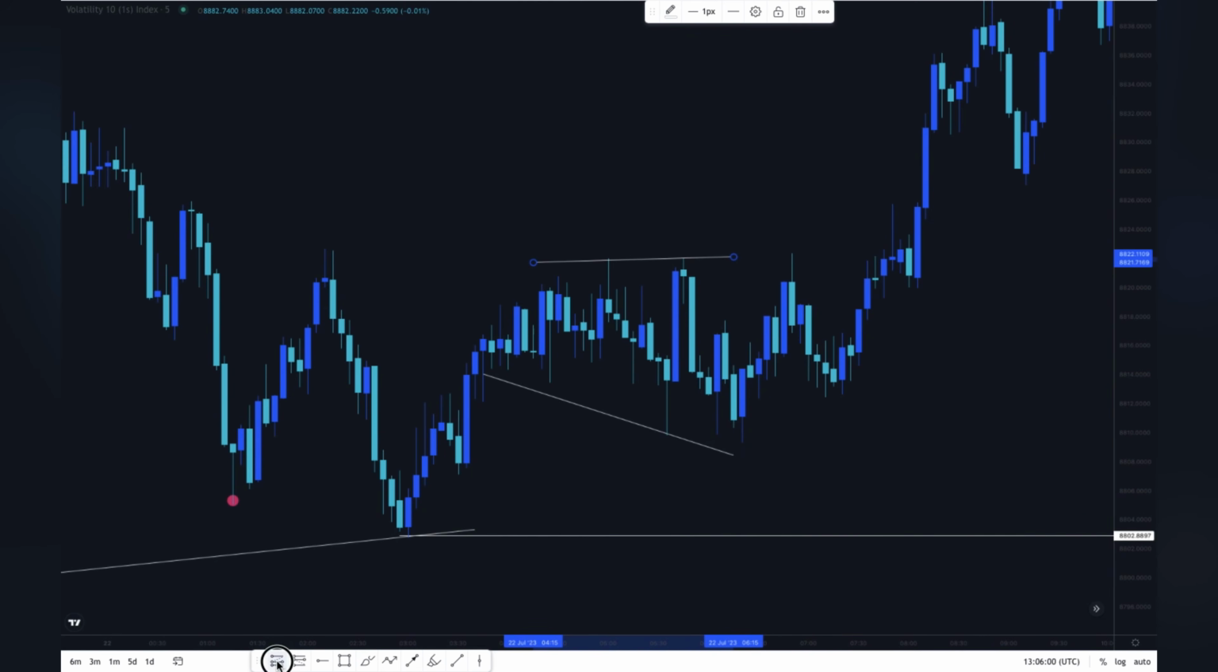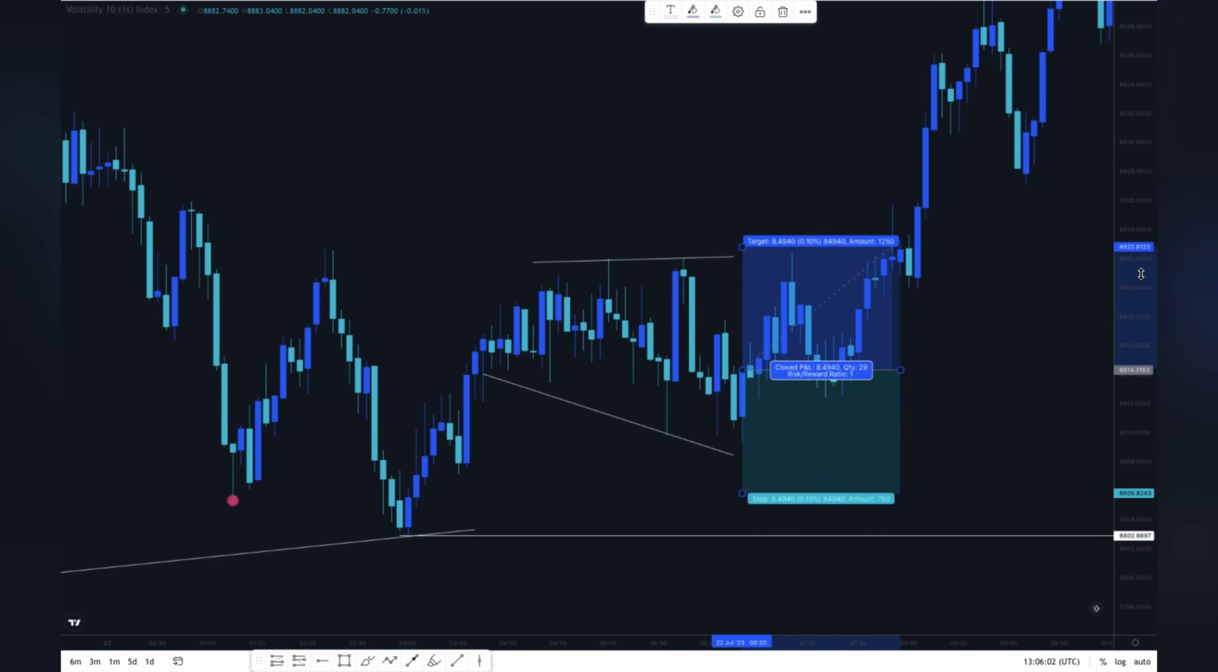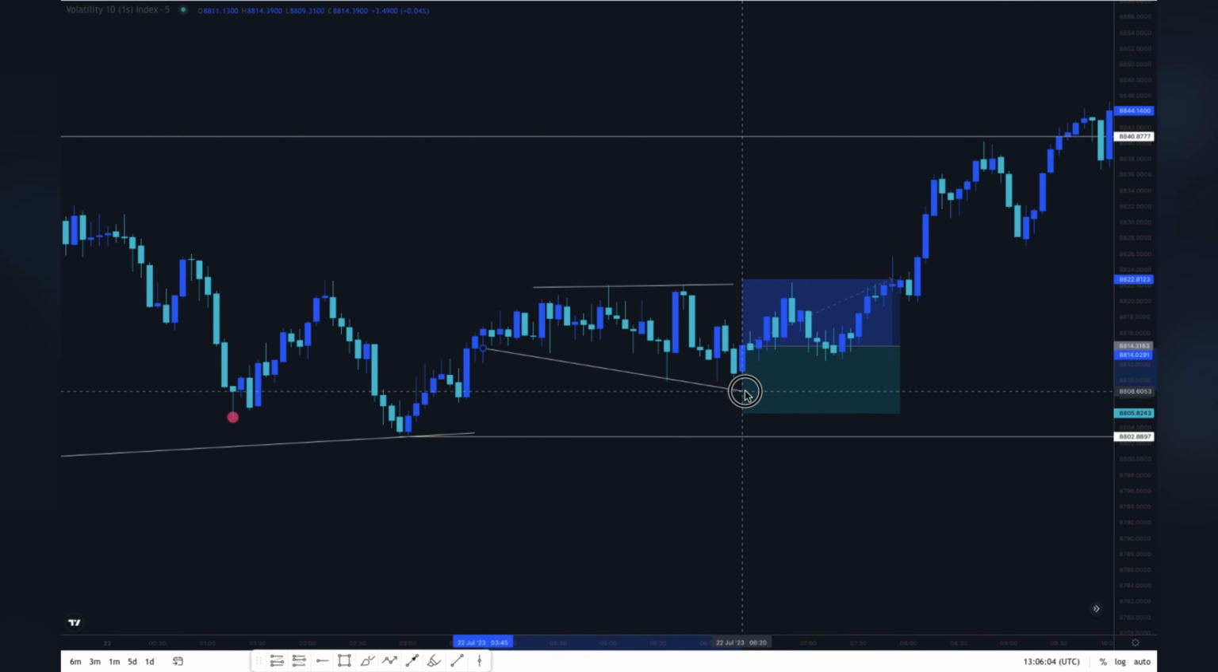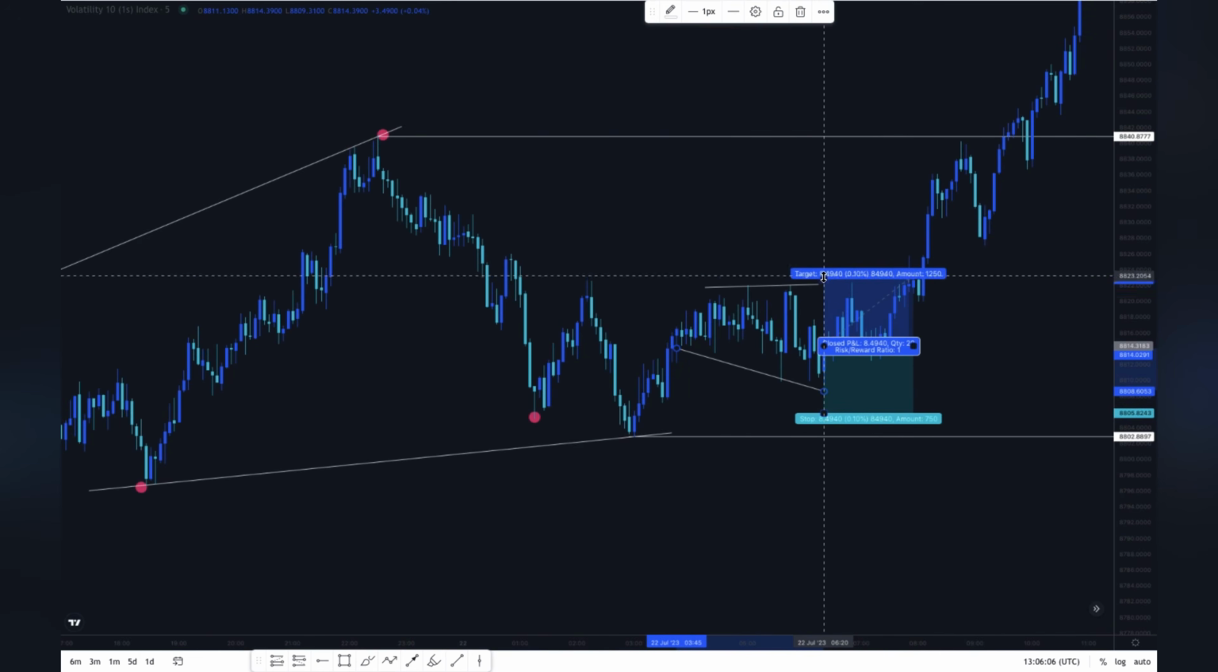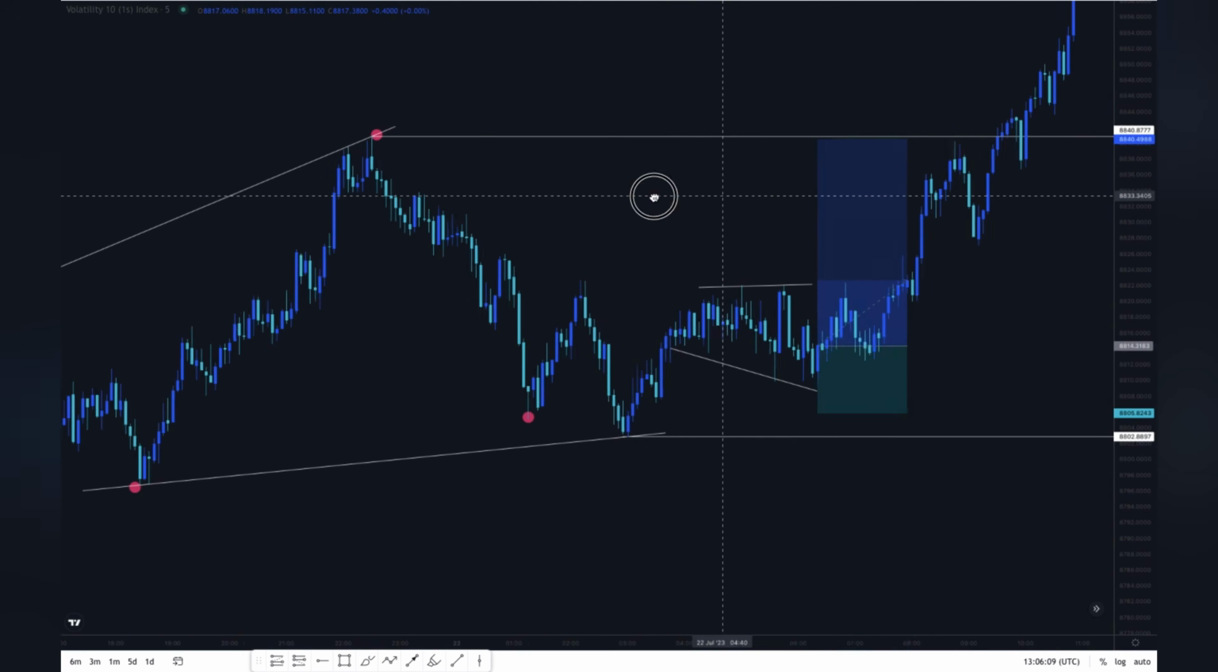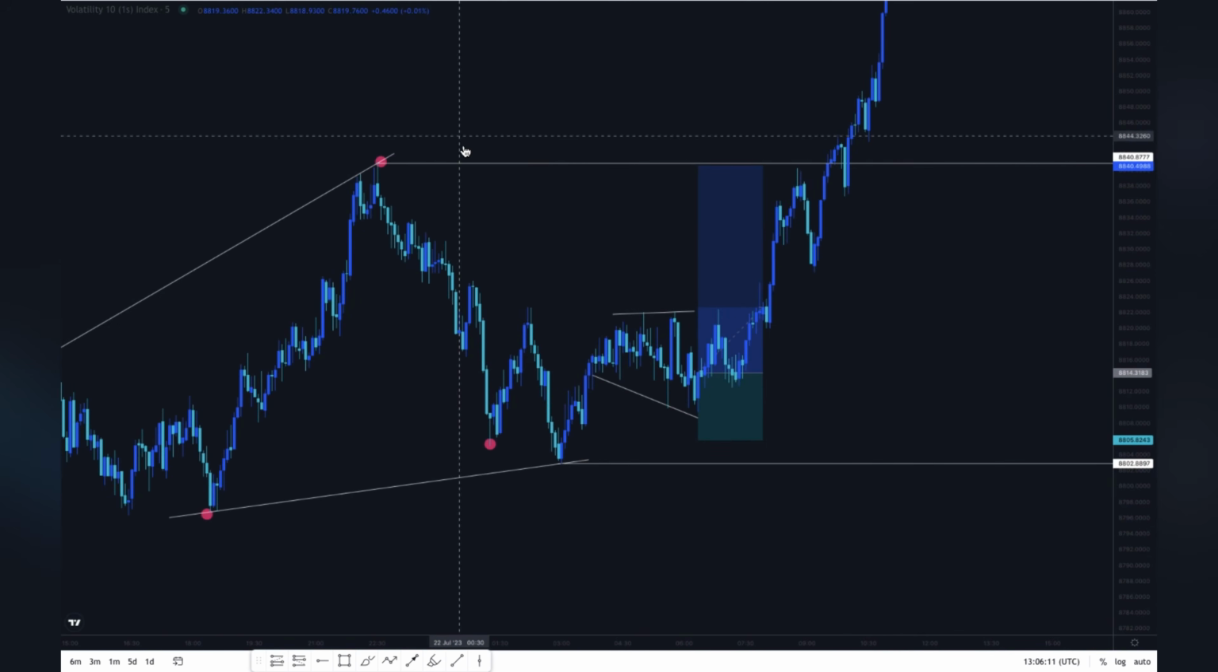So I've gotten my buy entry from here because that is the third rejection from the trend line, right? From the pattern we have, that is the buy entry from there. The target is here. Now this is the highest point because we know we are in an uptrend. Higher highs are being created.